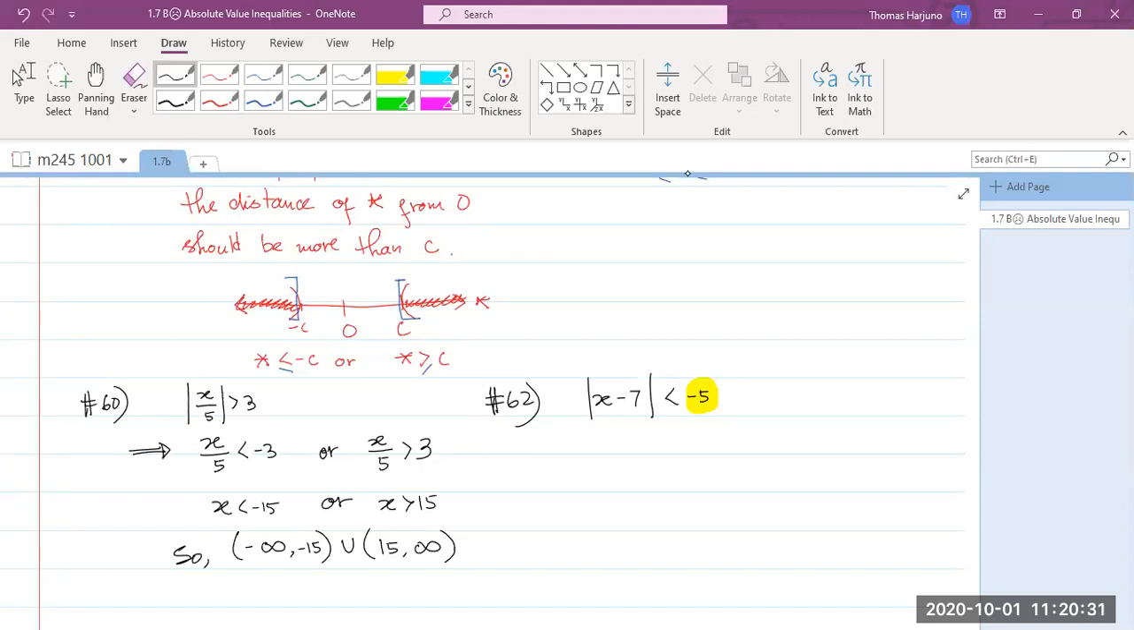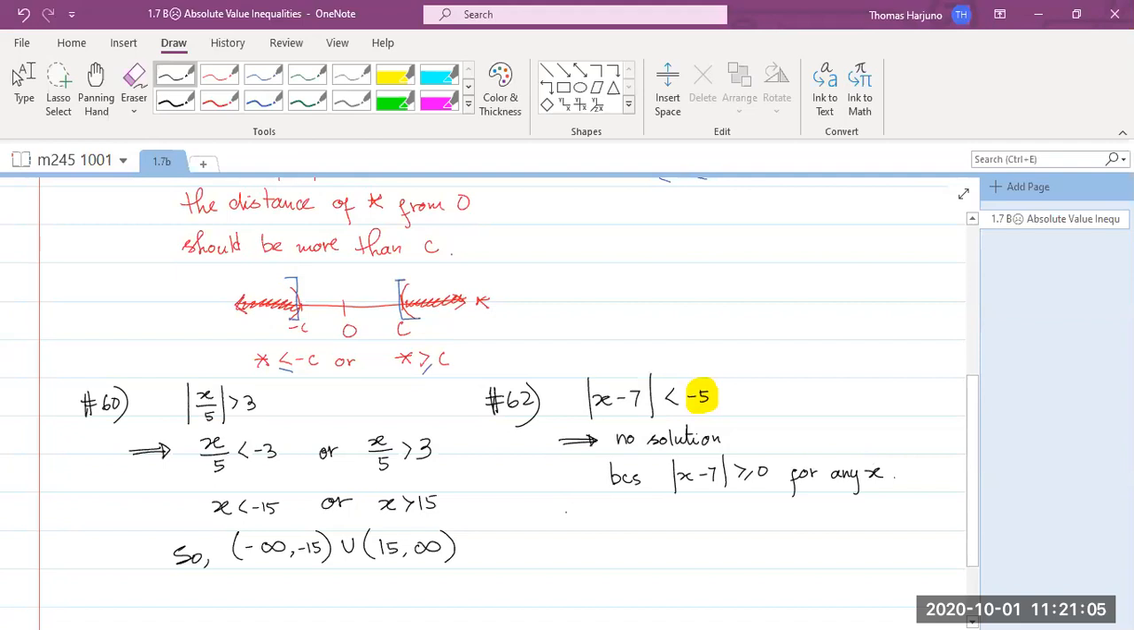That's impossible, right? So when the constant on the other side is a negative number, we treat it with some little logic, okay? From here we see it's impossible. No solution. And you may want to explain a little bit, because absolute value of x minus 7 will be greater than or equal to 0 for any x. It won't be negative.